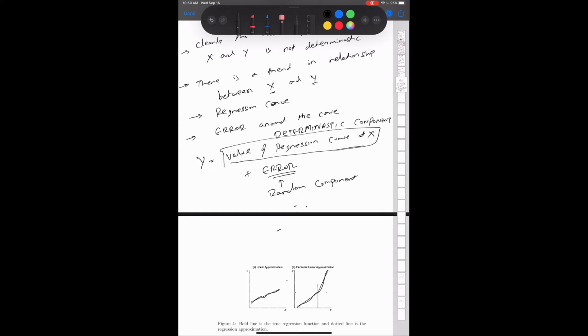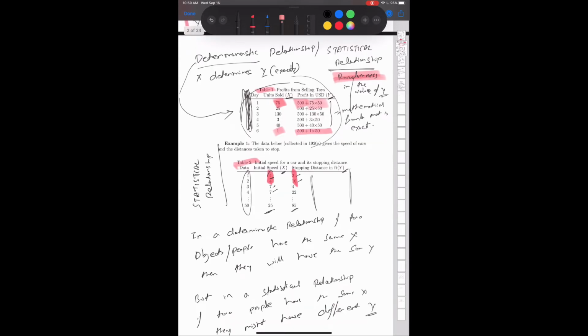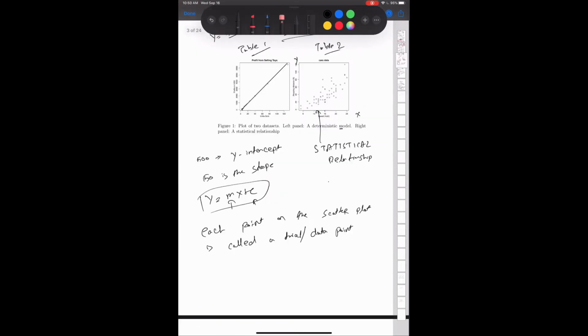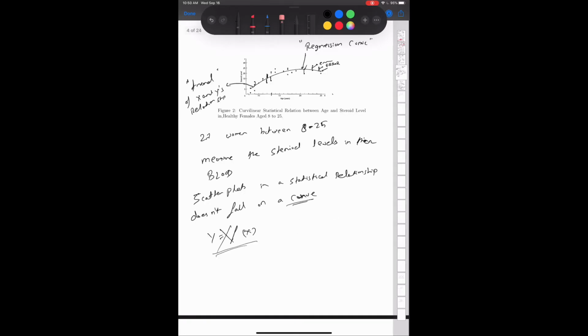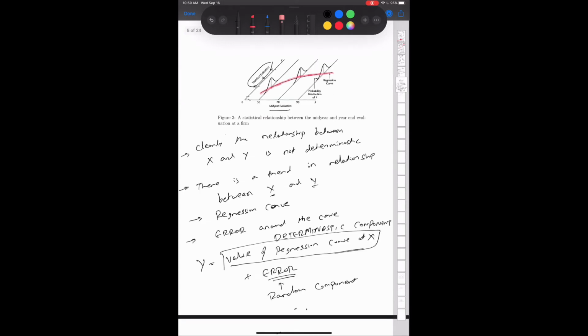If I gave you a y and x and I told you that they have a deterministic relationship, you would try to compute this function, this line, right? But if I give you a statistical relationship, what we can do best is try to compute this trend, or the regression curve here. After that, we can't really do anything more because the errors are random and it's hard to talk about them, right?